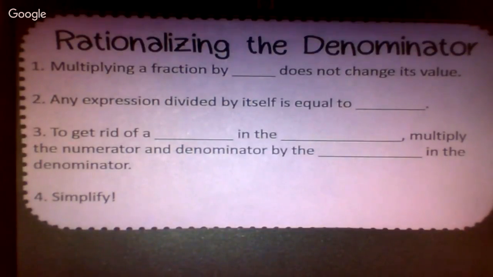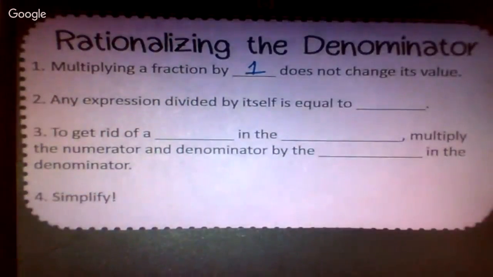Hold off on your cutting and folding for now. Let's fill this one out. When I multiply a fraction by some number, what number does not change the value of the fraction? 0? What can I multiply by that will not change anything? 1. Thank you. Okay, I can multiply 2 times 1, and my answer is 2. 2/3 times 1, and my answer is 2/3. Beautiful. So, if you multiply a fraction by 1, it does not change its value.